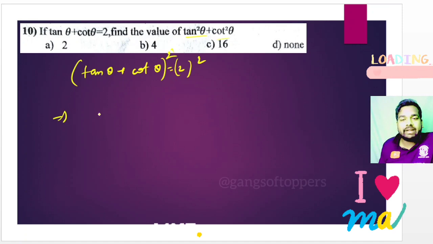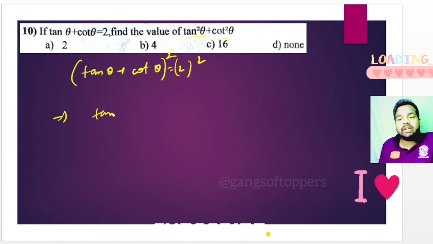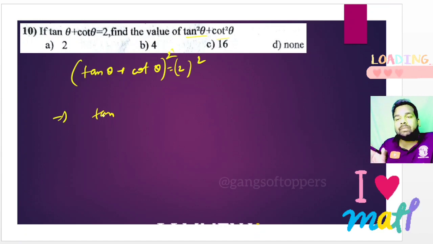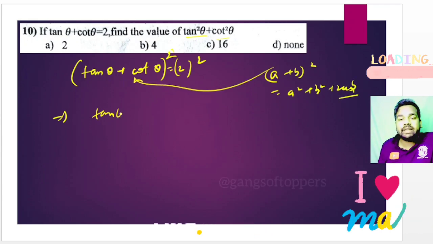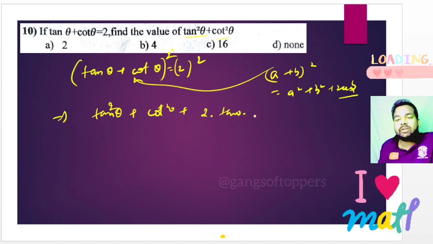From here, we just apply the formula of a plus b the whole square. I think everybody knows the formula, that a plus b the whole square is equal to a square plus b square plus 2ab. Applying this, we get tan square theta plus cot square theta plus 2 into tan theta into cot theta, and on the right side I will get 4.